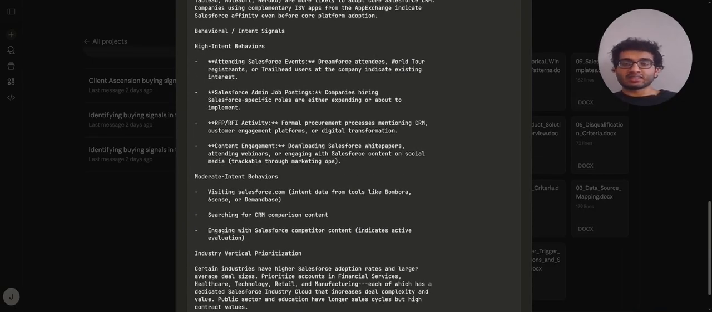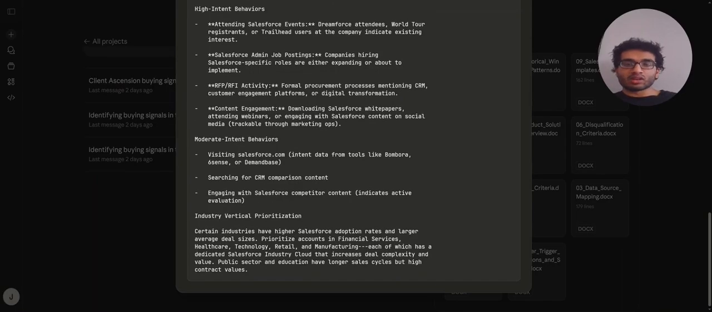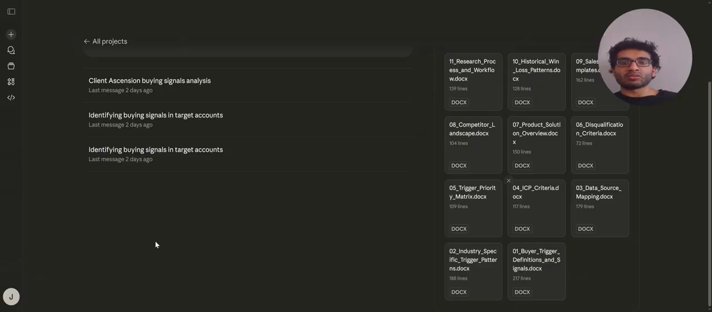Behavioral and intent signals, like for example, if there are public articles on whether or not they attended Salesforce events, or whether or not they initiated some sort of formal RFP or RFI process. It can look up all this stuff on the internet and let you know based off of publicly available data that's there right now.